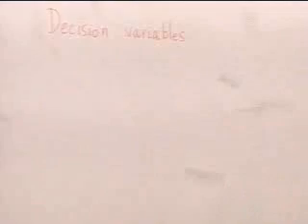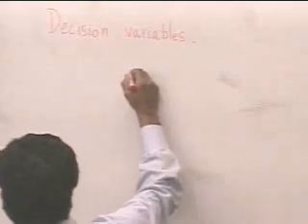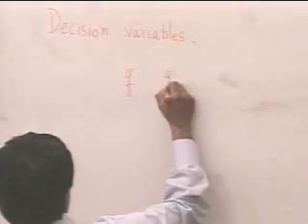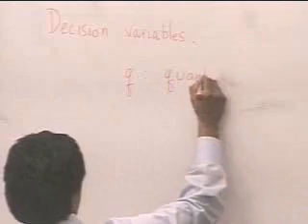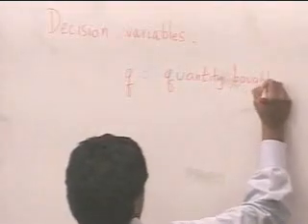Okay. So what are the decision variables that Mr. Mortimer has to decide? How many diamonds does he carry in one trip? Okay, so let's call that Q. Quantity bought per trip.